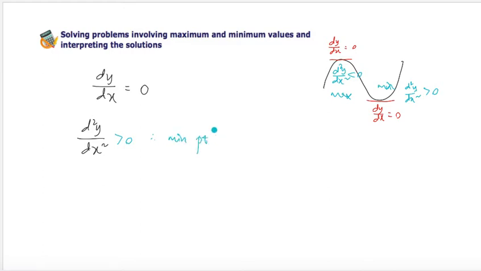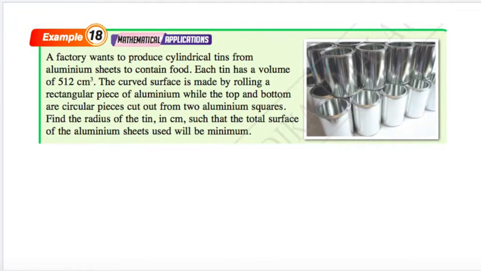Minimum point. When d2y/dx2 is less than 0, going down, it is a maximum point. So here you find the maximum value or minimum value. Okay, let's see example 18.